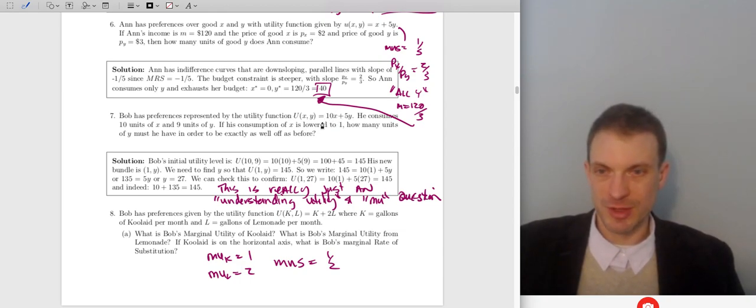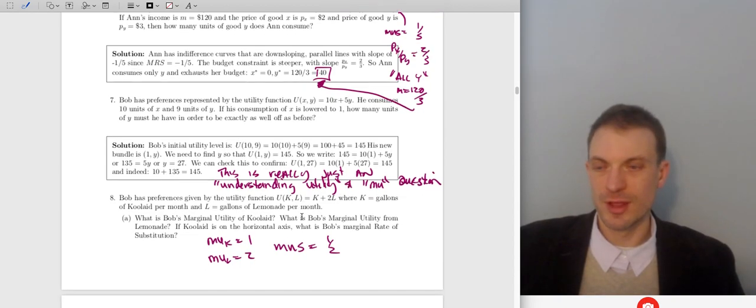Because it's going to be 1 unit of x, so 10 times 1 is 10, so it's going to be 145 minus 10 is 135 divided by 5 is 27 units of y. And then we can confirm that indeed Bob gets 145 units of utility. Sure enough. So my comment, this is really just an understanding utility and marginal utility question. That's all that is.